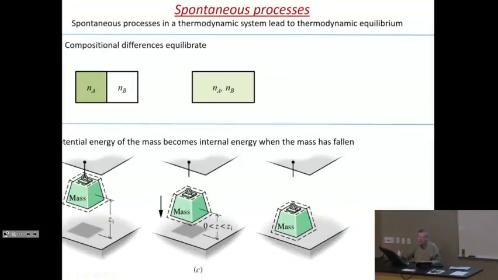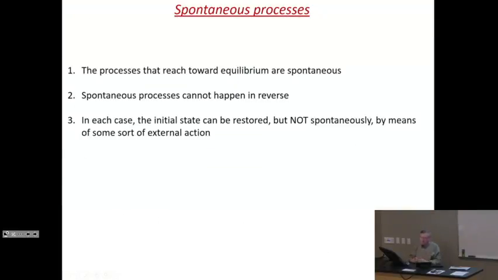There are others. I can take a mixture of two gases, say gas A in a certain number of moles Na, and gas B, a certain amount of moles Nb, in two different reservoirs with a partition between them. I break the partition, the gases mix with each other, and you have a mixture of gases Na and Nb. Another one is potential energy becoming internal energy when a mass falls. I can have a mass here, drop it, and now the potential energy has just translated into an additional internal energy in this block of mass. So the processes that reach toward equilibrium happen spontaneously.